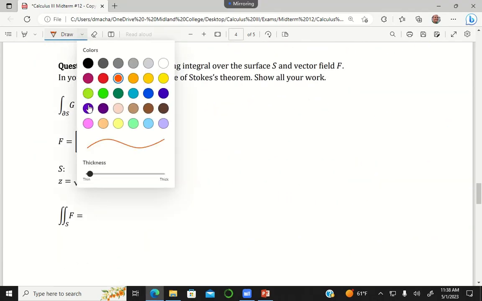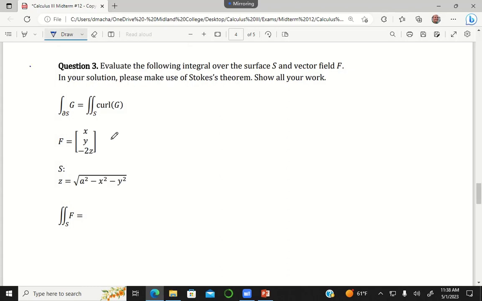Okay, so question 3. It says we want to evaluate the following surface integral over the vector field f. In your solution, please make use of Stokes' theorem. So, here's how we do this if we want to use Stokes' theorem. We say, okay, Stokes' theorem, and I gave it to you. Here's Stokes' theorem.